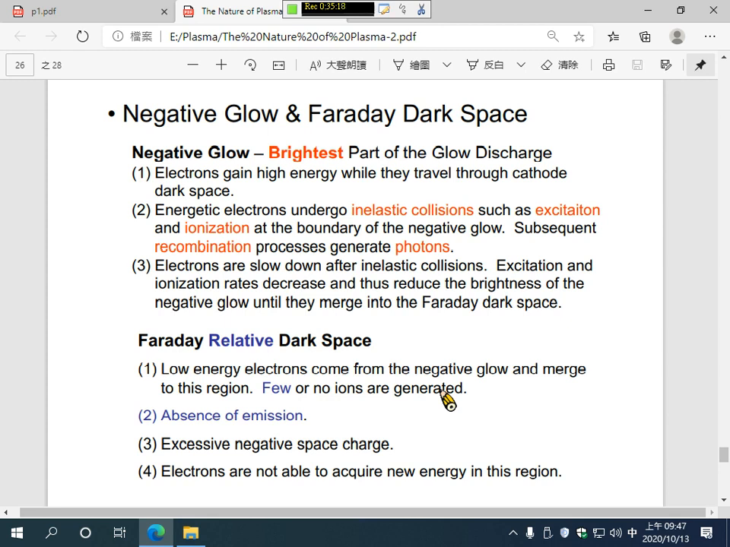Okay. And in the Faraday dark space, there is an absence of emission. There's no photon emission because there's no recombination and relaxation process. Okay. And since the electrical field in the Faraday dark space is very small, electrons cannot gain energy when they travel across the Faraday dark space.